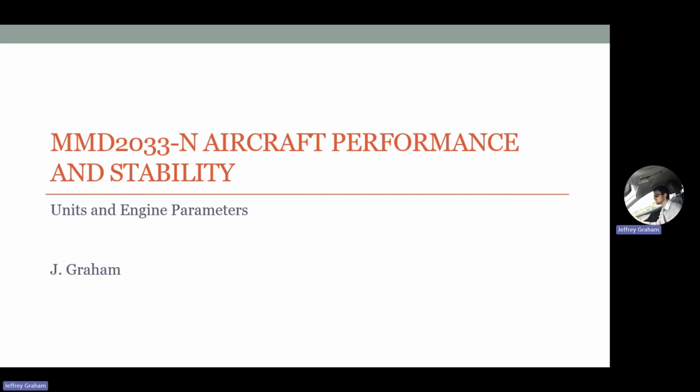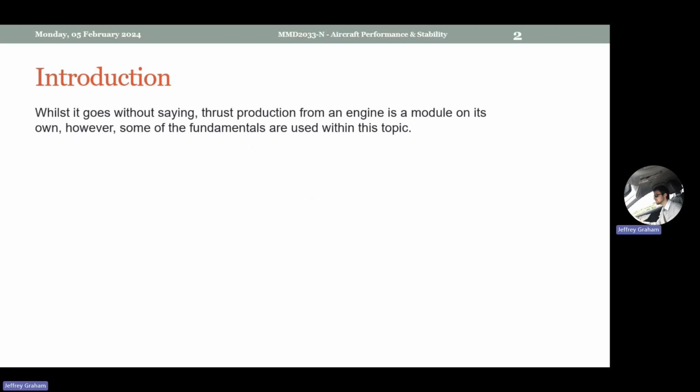So a bit of an introduction to that, and then a quick overview on the engines and the basic parameters, how they work, why we select them, and a quick overview of thrust corrections in this. Right, the module itself, aircraft performance, isn't necessarily focusing on engine manufacturing, but it needs to touch on an understanding of what types of engines there are, why we use them, the limitations, etc. Obviously, because some of these terms and parameters are needed in calculations that you'll see later on.